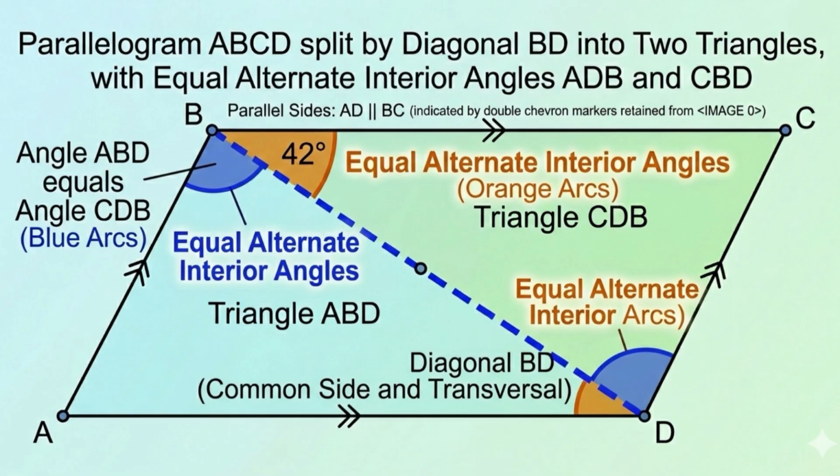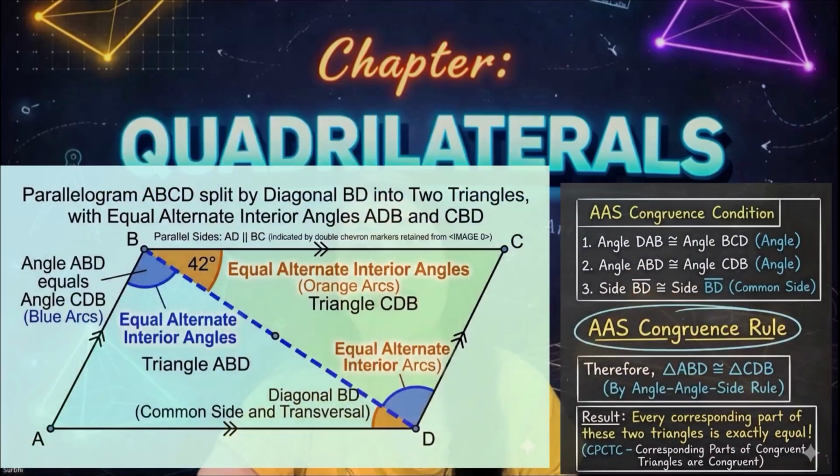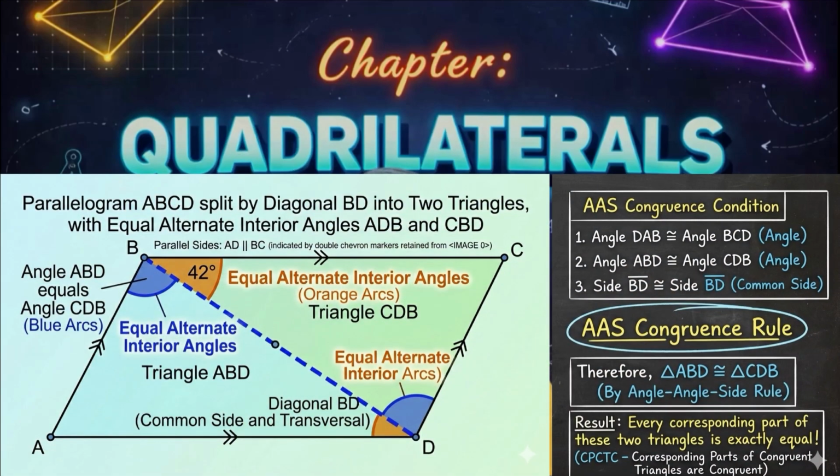2 pairs of alternate angles, both equal, and BD is the common side in both the triangles. 2 angles equal, 1 common side. This is the AAS congruency condition. AAS means angle, angle, side. So triangle ABD is congruent to triangle CDB, which means every corresponding part of these 2 triangles is exactly what? Equal. So corresponding sides give us AD equals CB and AB equals CD. The opposite sides are equal, hence proved.